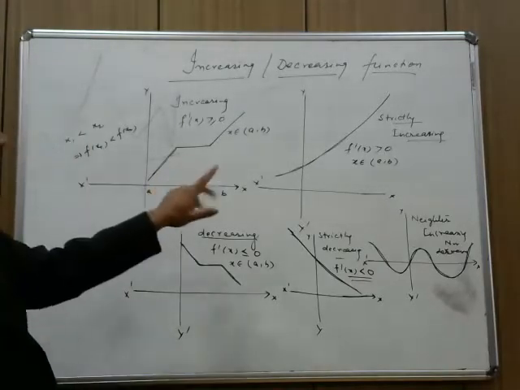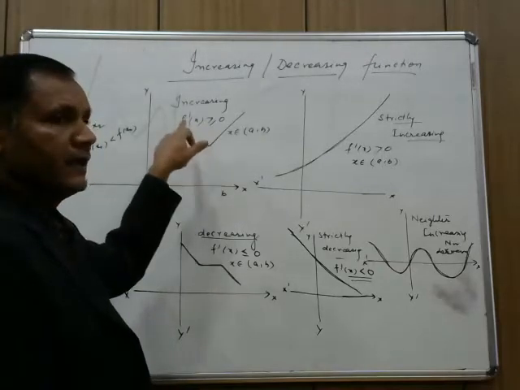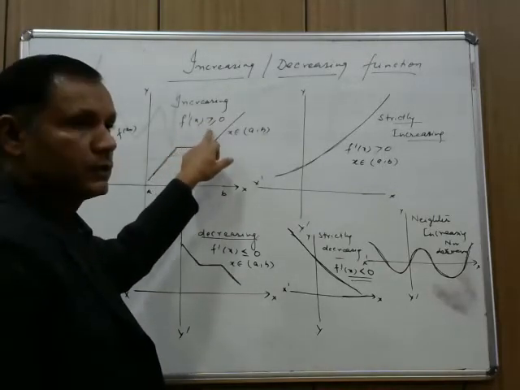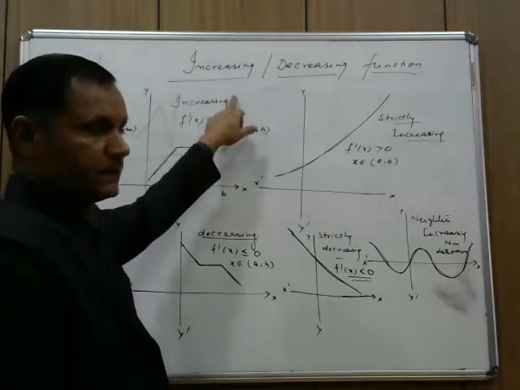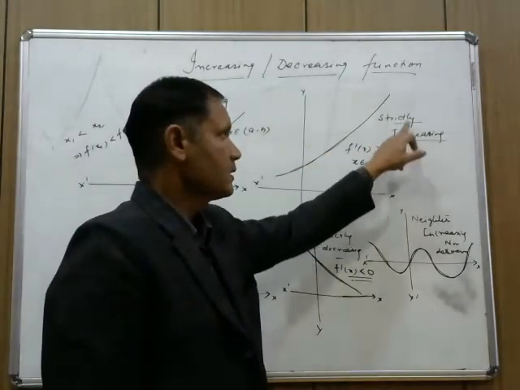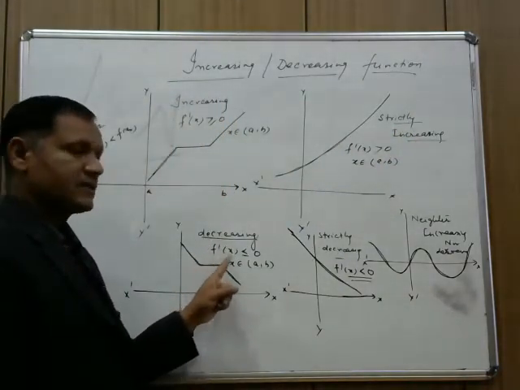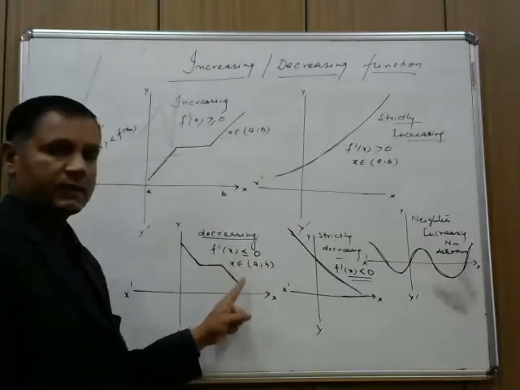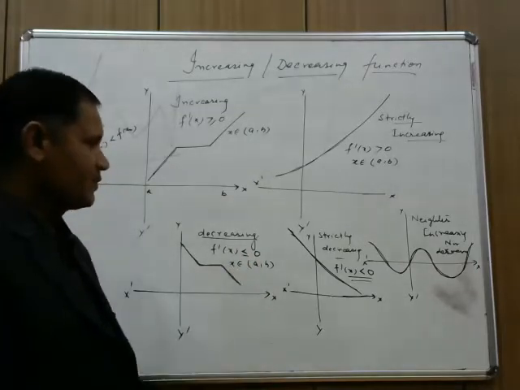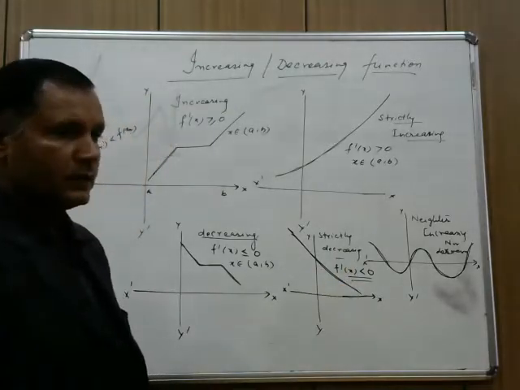That means these things I have written in terms of f dash of x. When f dash of x is greater than or equal to 0, then the graph will be increasing. When f dash of x is greater than 0, then it is strictly increasing. When f dash of x is less than or equal to 0, then it is decreasing, and when f dash of x is less than 0, then it is strictly decreasing, right?